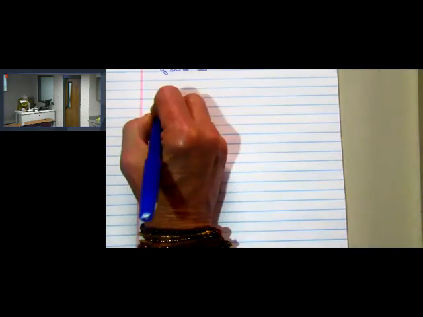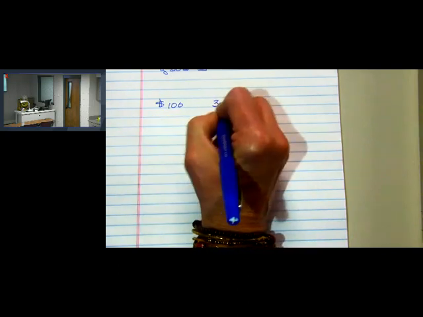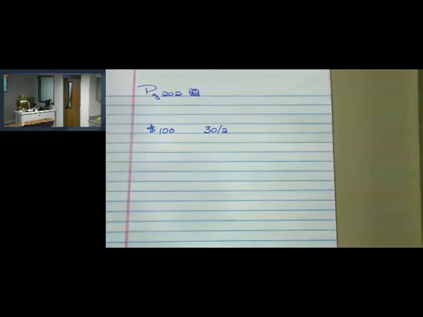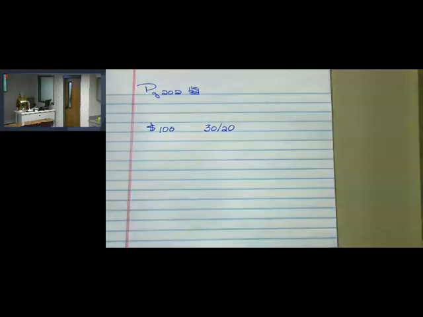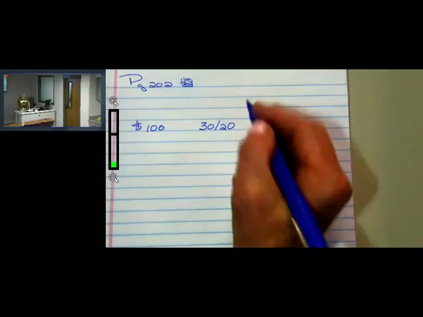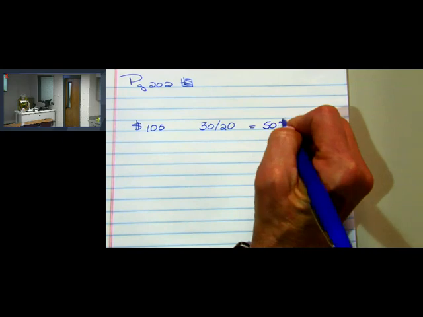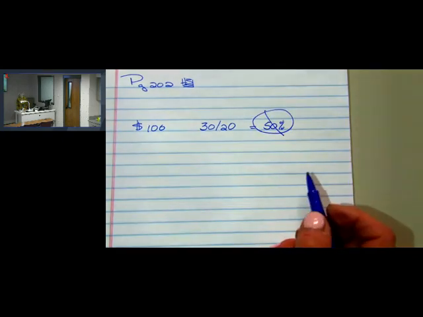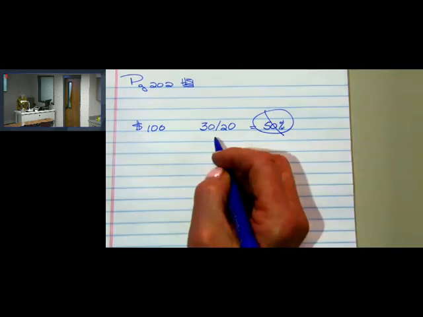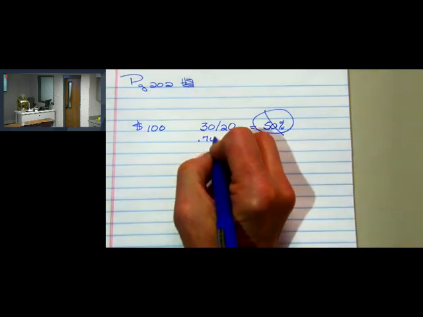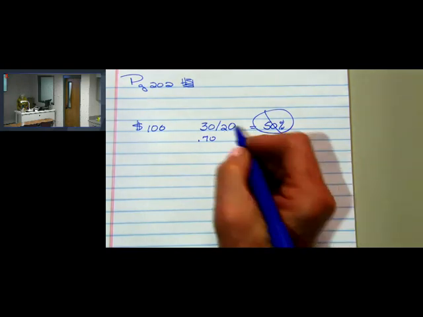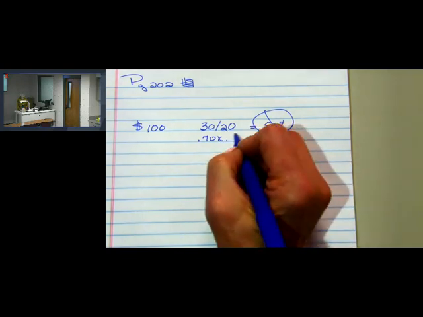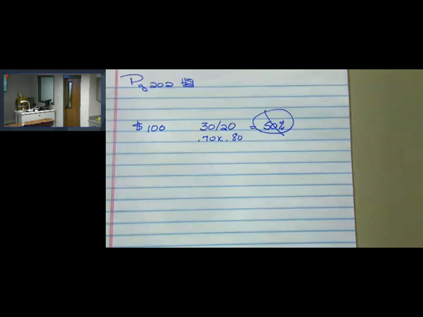Let me just do that. You've got a $100 item at Herberger's. You've got a chain discount of 30 and 20. All right? So your 30-20 is not equal to a 50% discount, because they go off of different lists. So the complement of a 30% discount is going to be 0.70. The complement of a 20% discount is going to be 0.80. You multiply those two together to determine what your price is going to be.